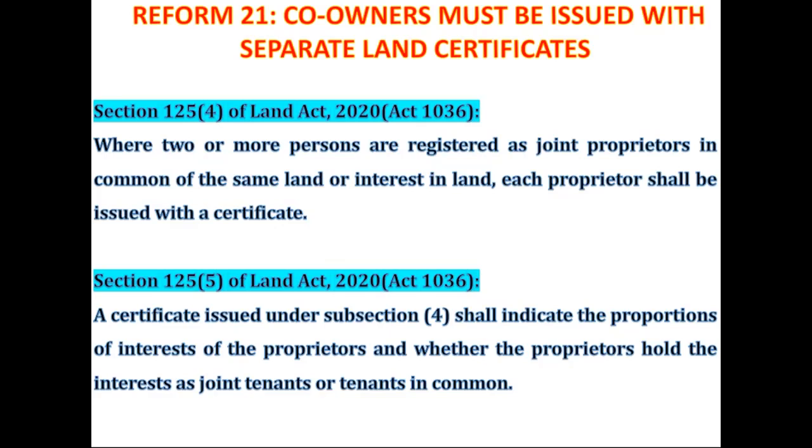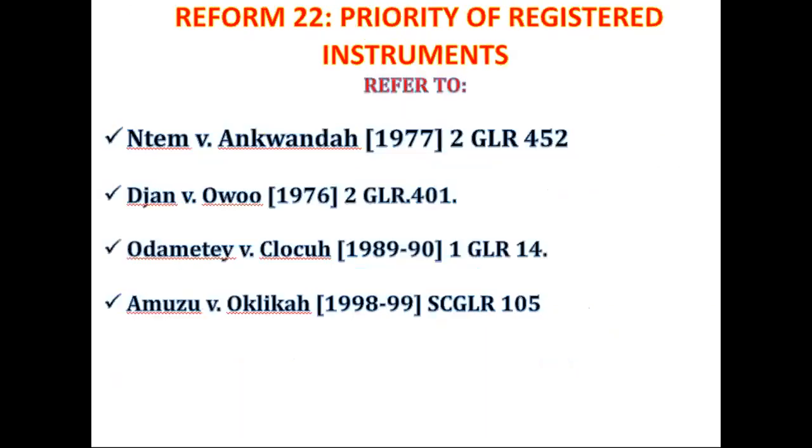And then look at 125, subsection 5. It says that a certificate issued under subsection 4 shall indicate the proportions of interest of the proprietors and whether the proprietors hold as joint tenants or tenants in common. So that is reform number 21. That today, when it comes to co-ownership, each person's interest must be respected, and you have to give each person an original certificate. Then reform number 22 deals with priority of registered instruments.